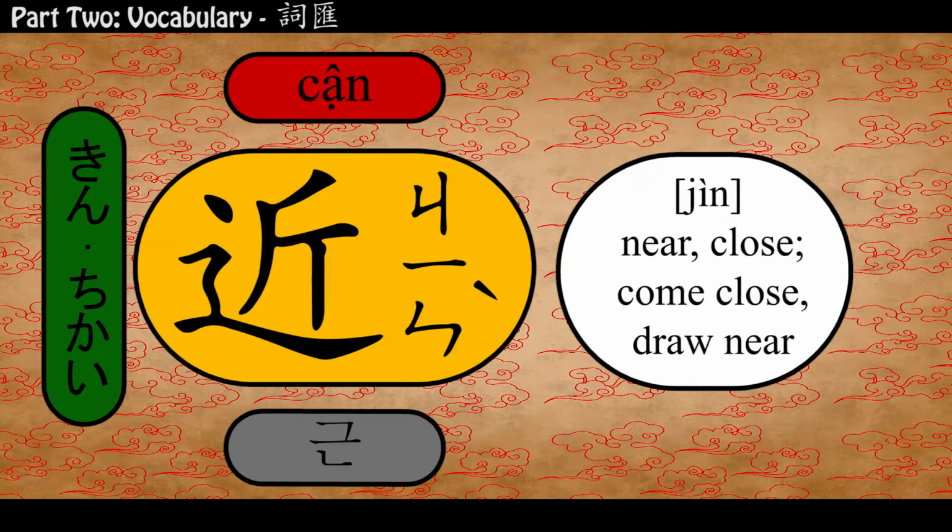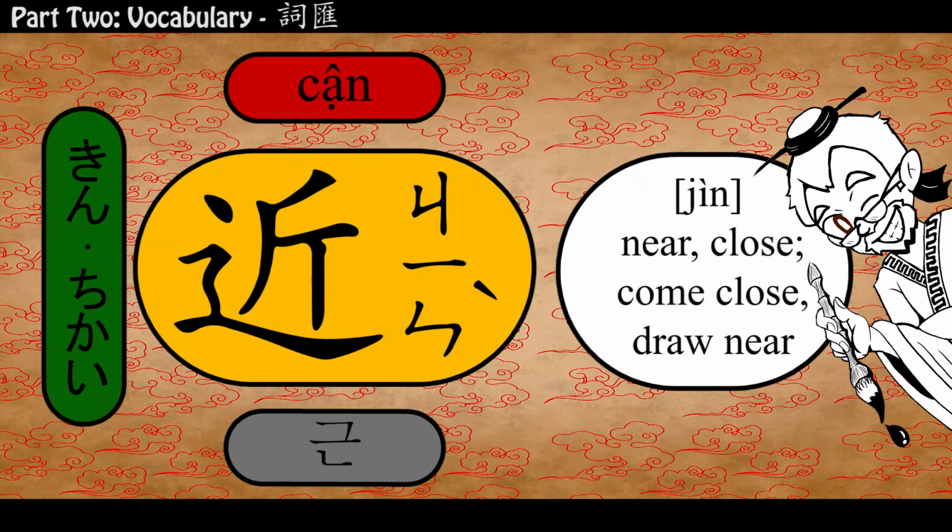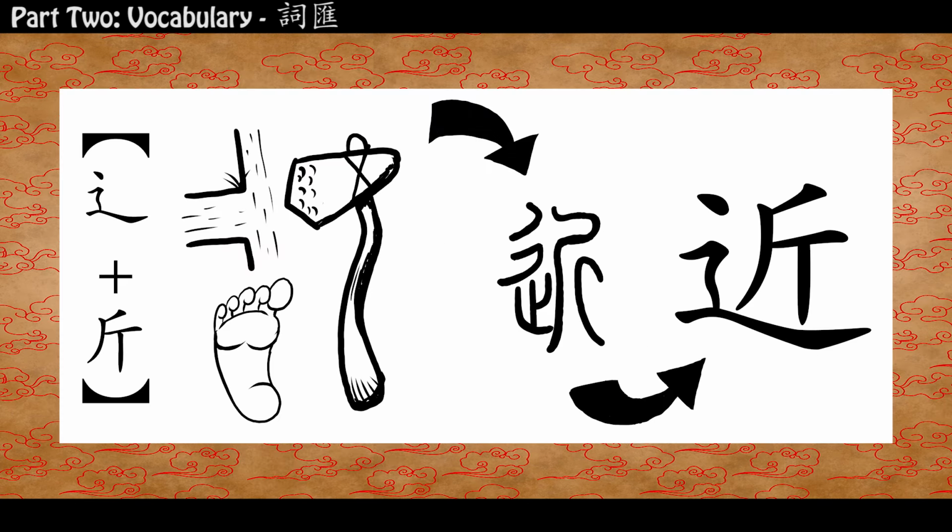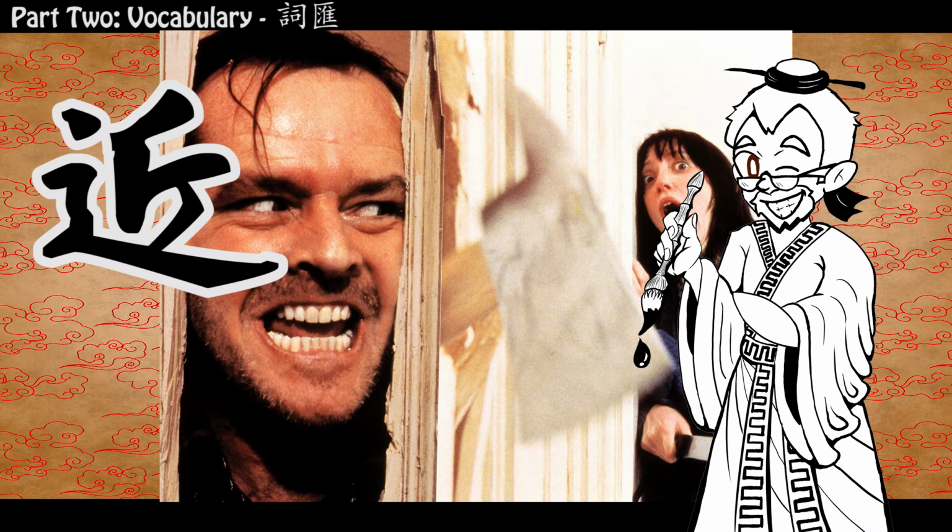近, near, close, but also come close, draw near. More on that in the grammar section. The character is composed of the so-called road radical, 辶, plus 斤, axe, which is here used phonetically. If you need to ask someone a question, you first need to get nice and close.